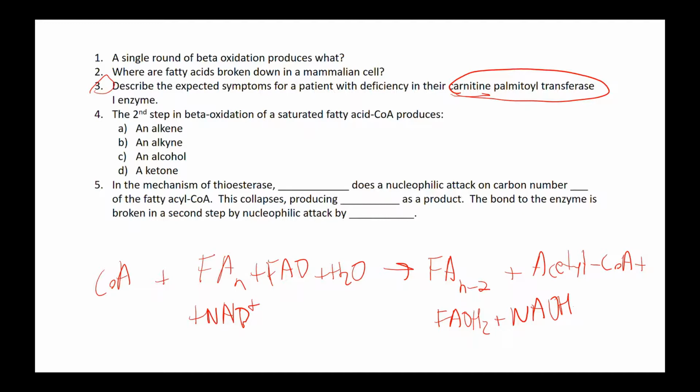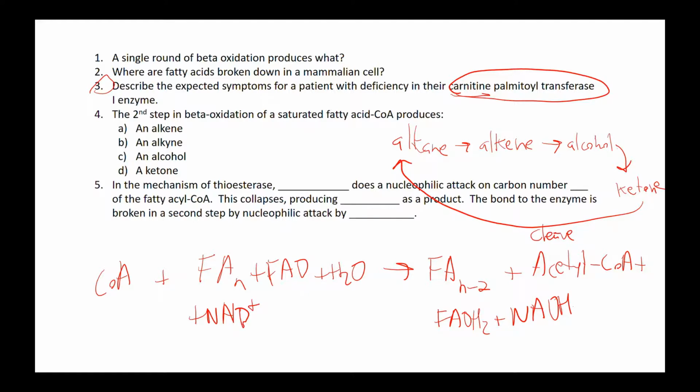Number 4, the second step in beta oxidation of a saturated fatty acid produces what? So let's go through. I'm just going to write the scheme here. Go from an alkane, we oxidize it to an alkene, then we hydrate this to an alcohol, and then oxidize that to a ketone, and then to go back around we cleave.